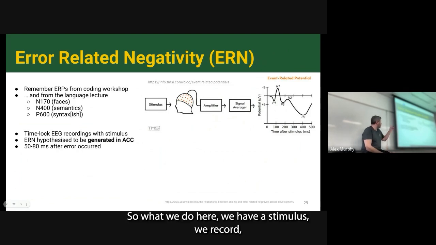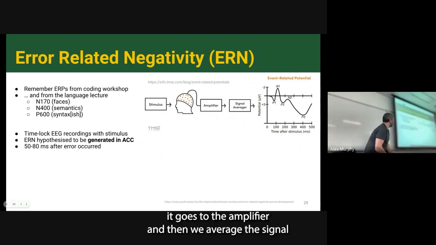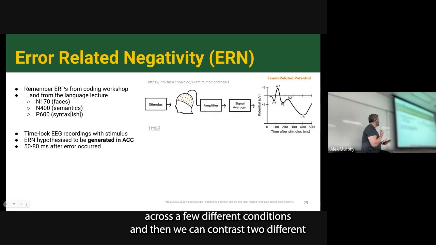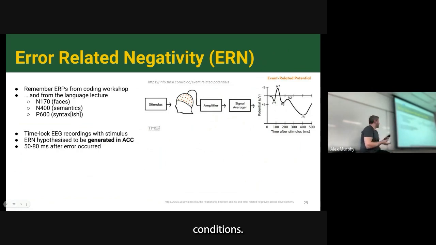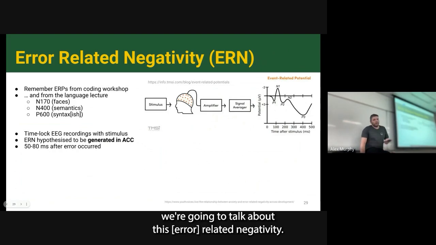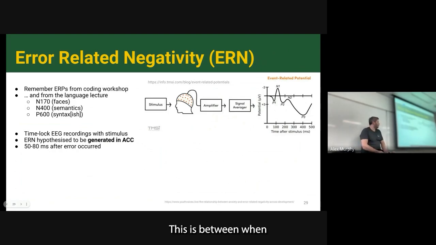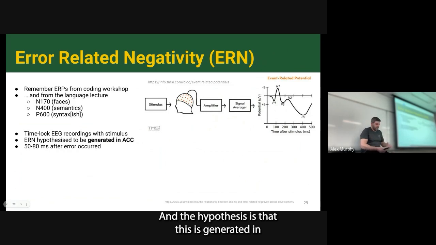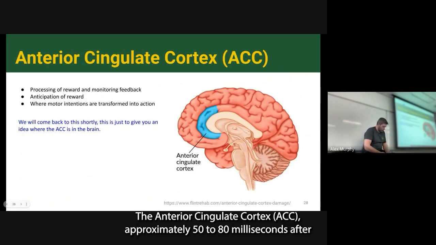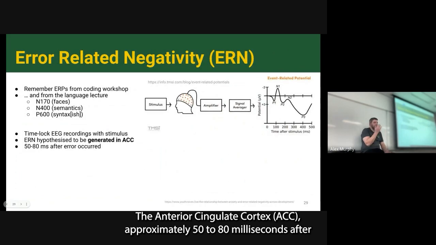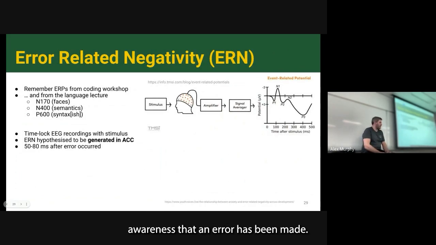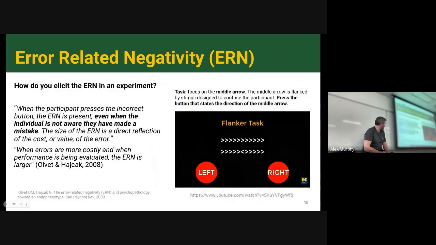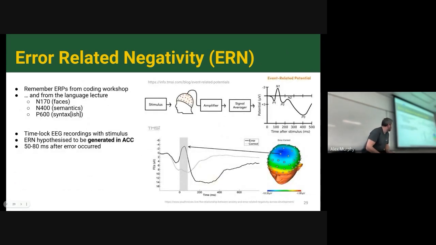So what we do here, we have a stimulus, we record it, it goes to the amplifier, and then we average the signal across a few different conditions. And then we can contrast two different conditions. In the case we're going to talk about with this event-related negativity, this is between when the participant knows that they haven't committed an error versus when they have. And the hypothesis is that this is generated in the anterior cingulate cortex approximately 50 to 80 milliseconds after awareness that an error is being made. So this just says this here.